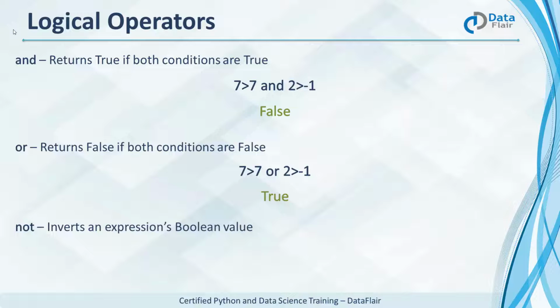NOT simply inverts an expression's Boolean value. 0 has a Boolean value of false, so NOT of this gives us true.